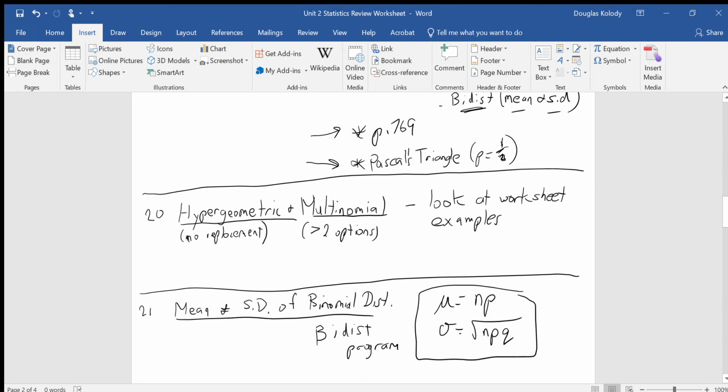Hypergeometric versus, not versus, hypergeometric and multinomial distributions. They are both just like binomial. They're like its cousins. Hypergeometric, though, has no replacement when you do things, but still two options. Multinomial has everything independent, but more than two options.